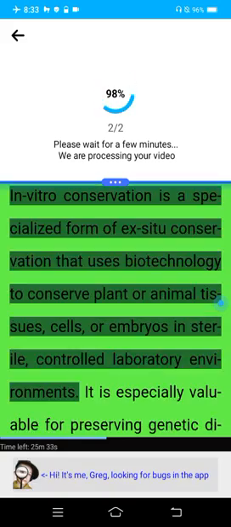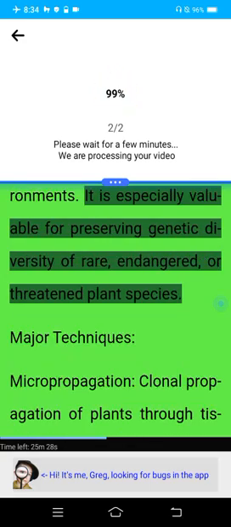3. In vitro conservation. In vitro conservation is a specialized form of ex situ conservation that uses biotechnology to conserve plant or animal tissues, cells, or embryos in sterile, controlled laboratory environments. It is especially valuable for preserving genetic diversity of rare, endangered, or threatened plant species.